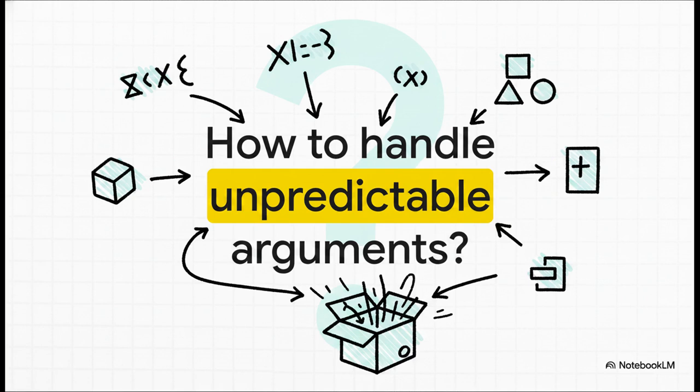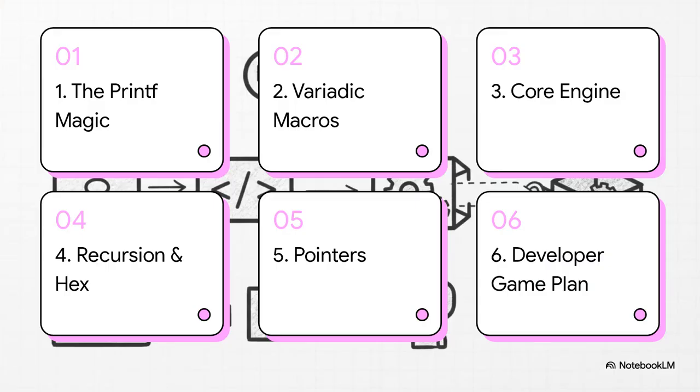I want to acknowledge that mystery right up front, but our goal today is to demystify it layer by layer and show you that this so-called magic is really just beautifully organized logic. All right, here's our roadmap for today. We'll start with the printf magic, move on to variadic macros, look at the core engine, dive deep into recursion and hex, tackle pointers, and wrap up with a solid developer game plan.